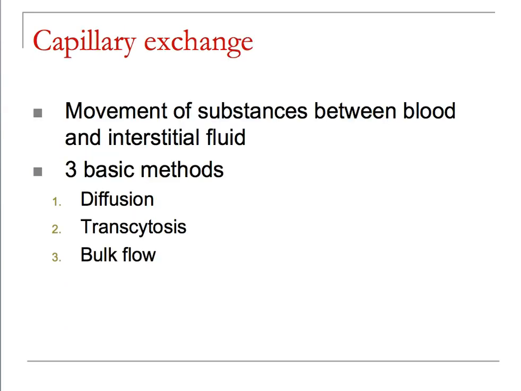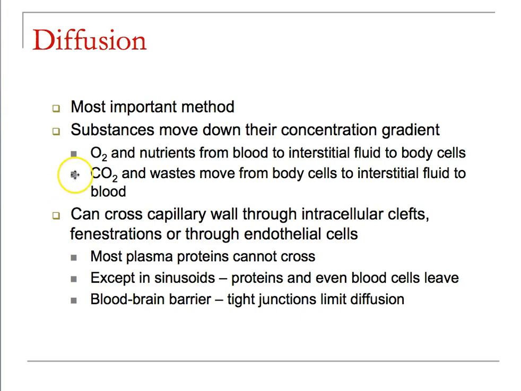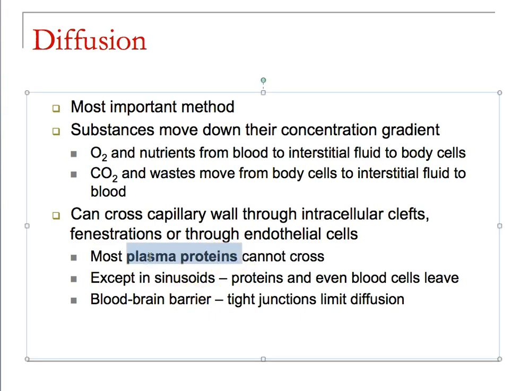Okay, so capillary exchange. There are going to be 3 types of capillary exchange or methods that are used. Diffusion, transcytosis, and bulk flow, where diffusion is substances move down their concentration gradient. They cross past the capillary wall through intercellular clefts and fenestrations. And most plasma proteins cannot cross. That is really important because that's actually how we drive osmolarity both outside of the capillary bed and inside the capillary bed. Okay? There is a blood-brain barrier where the tight junctions limit diffusion, but obviously oxygen gets through and obviously glucose gets through. It's the other stuff you want to keep out.